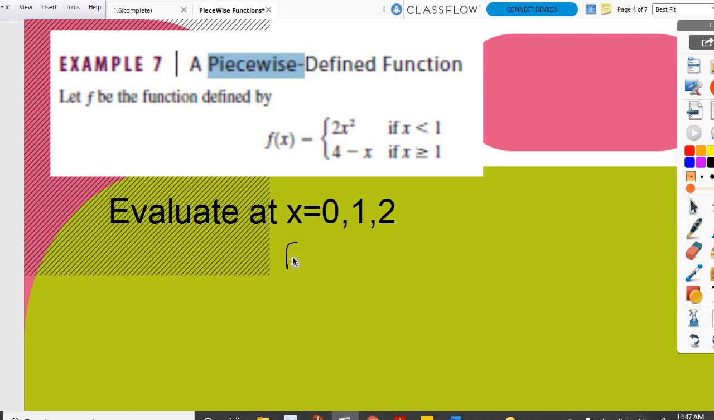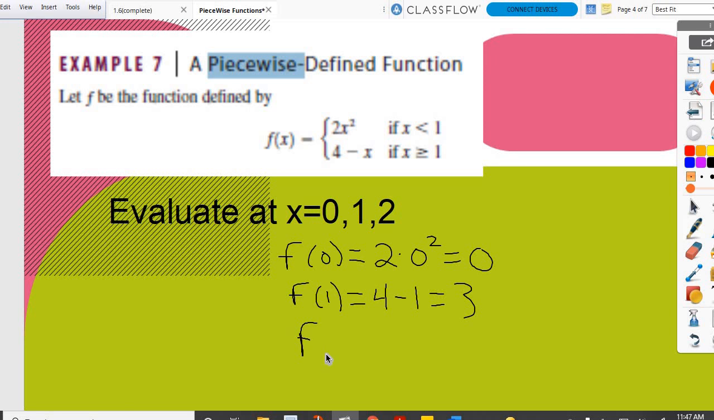So if I plug in 0, which piece am I using? My first or my second? The first one. And what do we get? 0. On my second one, which piece do we want to use? The second one. And we get 3. And my last piece, which one do we want to use? The second one. See, I knew it. This is not hard. That's evaluating a piecewise function, okay?